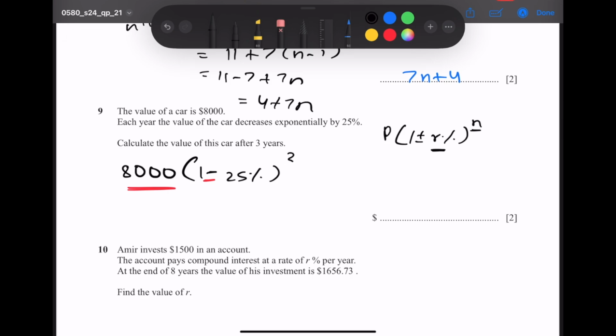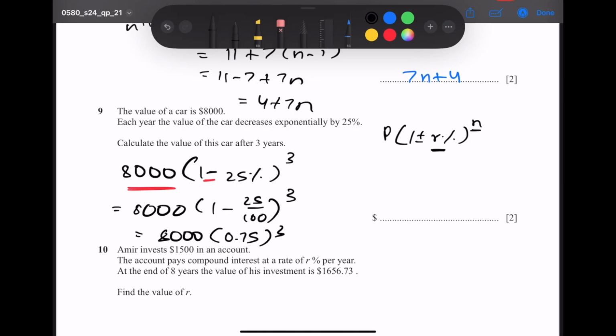So in this case 3, which is equal to 8,000 times 1 minus 25 over 100, since 25% is equal to 25 over 100, to the power of 3. 8,000 times 0.75 to the power of 3, which gives you an answer of exactly 3375.